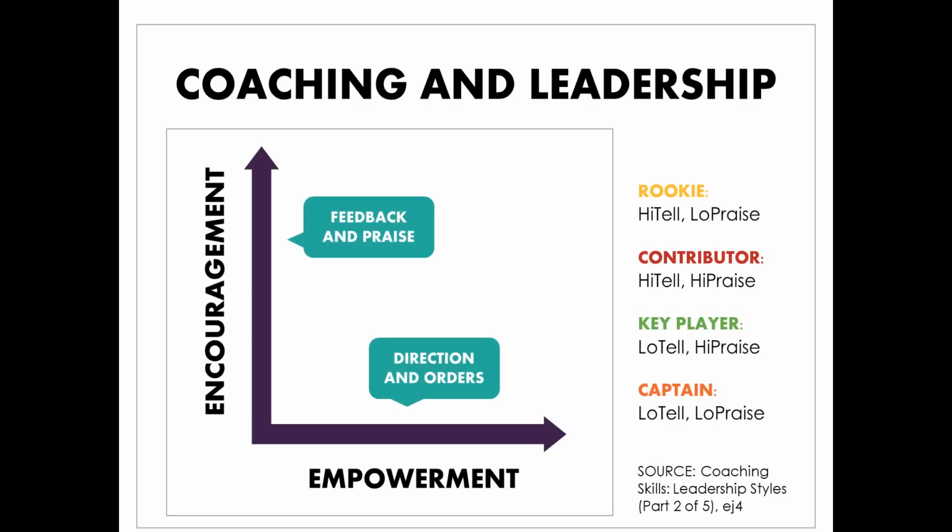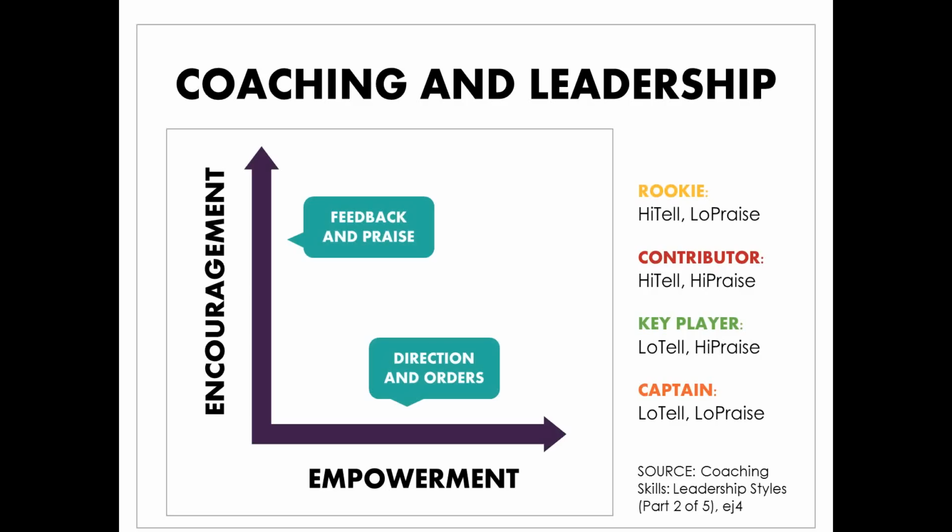So again, this is just part of the five course series. They're all pretty short, but I thought this was a great way to look at the relationship between your leadership style and how you apply coaching skills or coaching processes to that. So there are two key aspects of leadership: encouragement and empowerment. Encouragement is providing feedback, giving praise. And empowerment is really the level of direction or orders that are needed. So if you're delegating or giving direction, how much of that does the employee need? So, looking at the continuum, you have encouragement and empowerment.